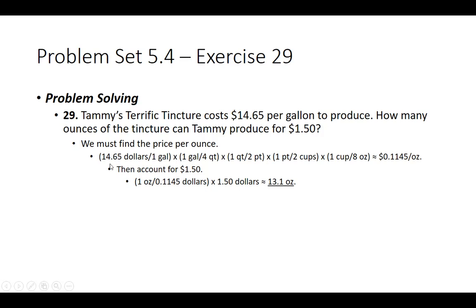Doing the math, 1465 divided by 1 times 1 divided by 4 times 1 divided by 2, times 1 divided by 2, times 1 divided by 8 gives $0.1145 per ounce.